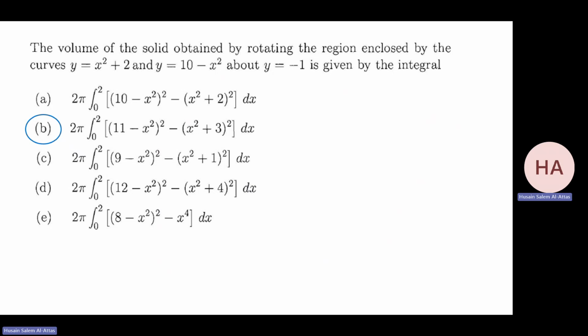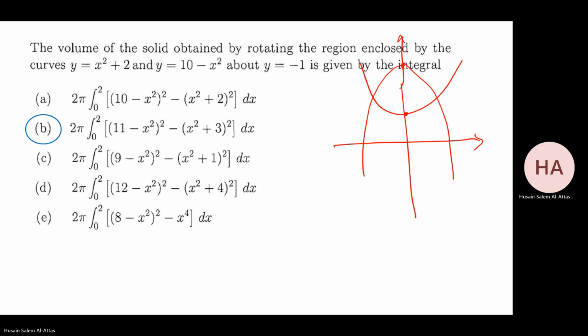The following: find the volume of the solid obtained by revolving the region enclosed by this about y equal minus 1, given by this integral. Let me graph the functions as usual. I have y equal x squared plus 2, this is the first function. The second one, 10 minus x squared, this is 10 somewhere. This is the other function. Okay, about what? y equal minus 1, about this line.